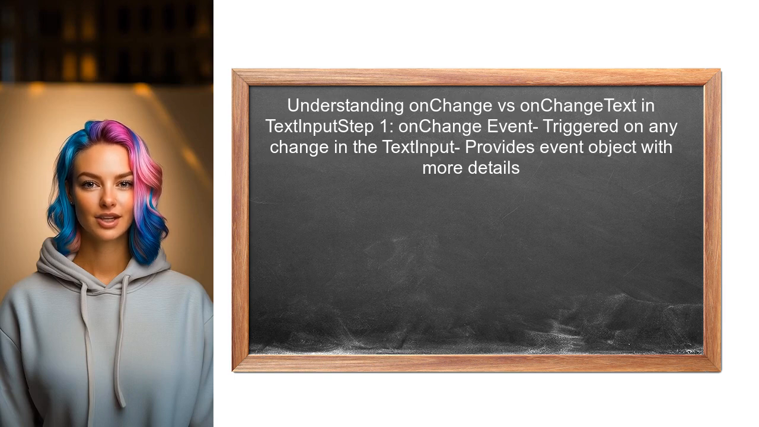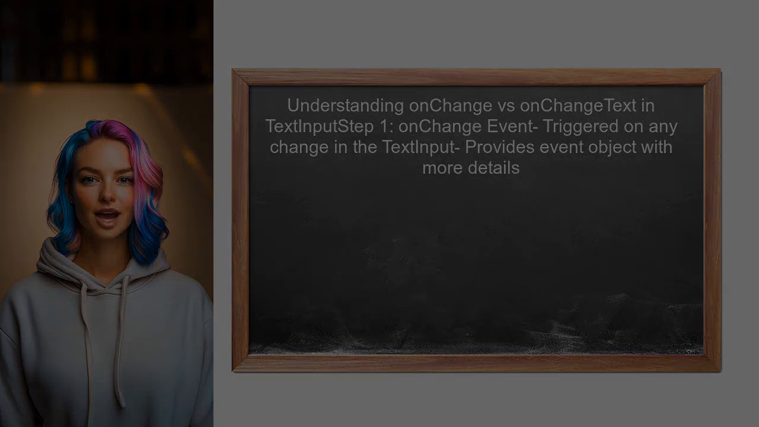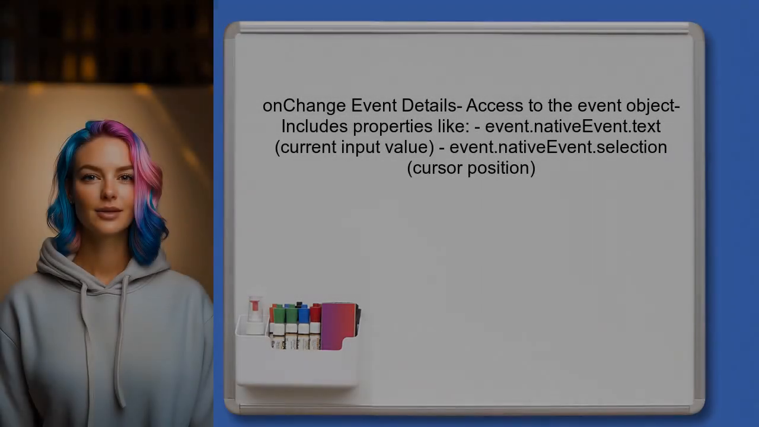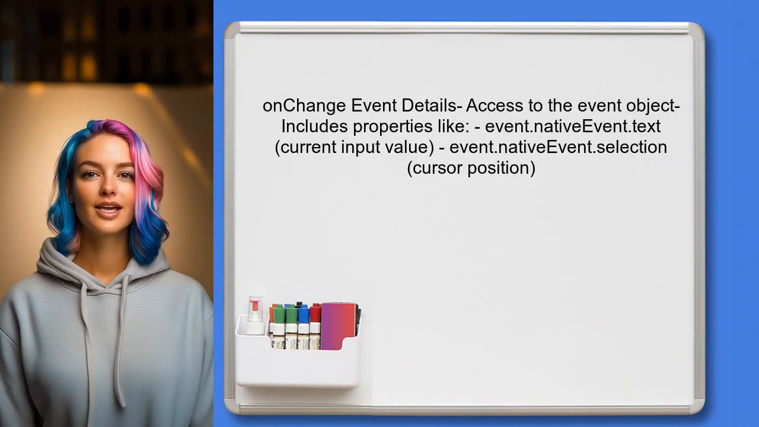To understand the difference between onChange and onChangeText in a text input component, let's start with onChange. This event is triggered whenever the text input changes, but it provides more than just the new text. The onChange event gives access to the entire event object, which includes properties like the current value of the input. This can be useful for more complex scenarios where additional information is needed.